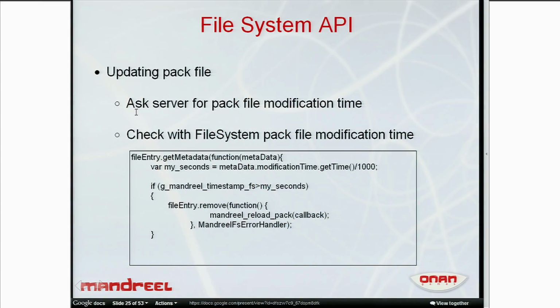With File System API, we want to update the data as well. What happens if we want to release a new version, if we want to tweak something in the game? So in App Engine, we have a file with the last modification time. Every time we want to upload something, we change this file. And inside the client, we use get metadata from File System API to compare the time from the server and the time you created the file locally.